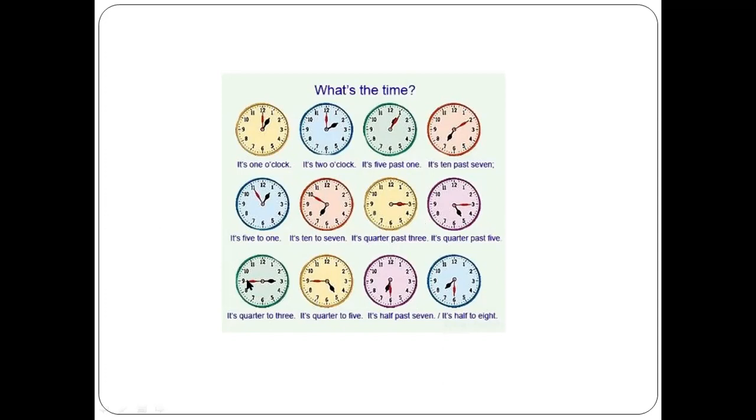It's a quarter to 3. ¿Cuánto falta para las 3? 5, 10, 15. 15 minutos. A quarter to 3. It's quarter to 5. Faltan 15 minutos para las 5. And it's half past 7. Es media hora pasada que las 7. Or it's half to 8. Falta media para las 8. Es más común utilizar el half past.